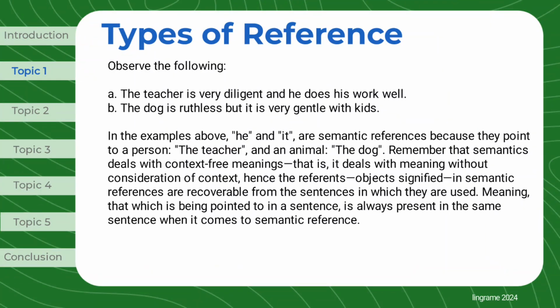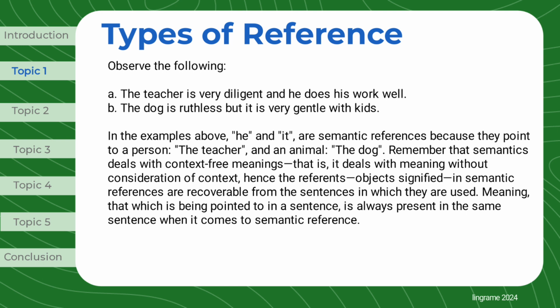Observe the following: The teacher is very diligent and he does his work well. The dog is ruthless but it is very gentle with kids. In the examples above, he and it are semantic references because they point to a person, the teacher, and an animal, the dog. Remember that semantics deals with context-free meanings, that is, it deals with meaning without consideration of context, hence the reference. Objects signified in semantic references are recoverable from the sentences in which they are used.